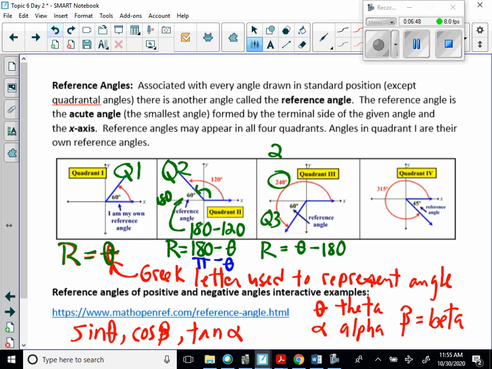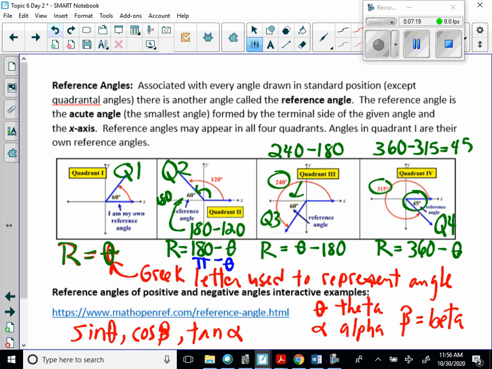So, okay, 240 minus 180, and lo and behold, my reference angle was what? 60 degrees, wasn't it? Okay. And then for Q4, my reference angle is going to be 360 minus the given angle. So in this problem, it was 315. So 360 minus 315 gives me 45, and 45 is my reference angle.